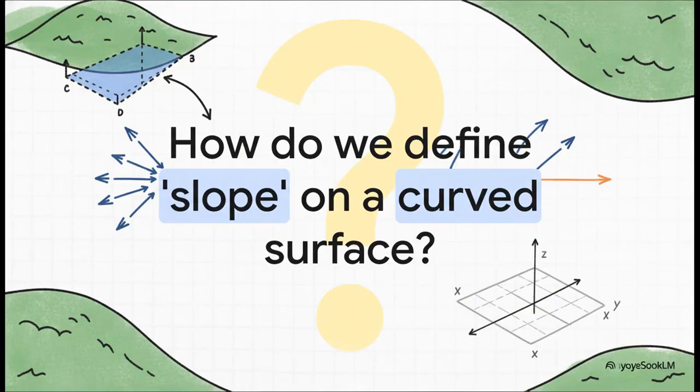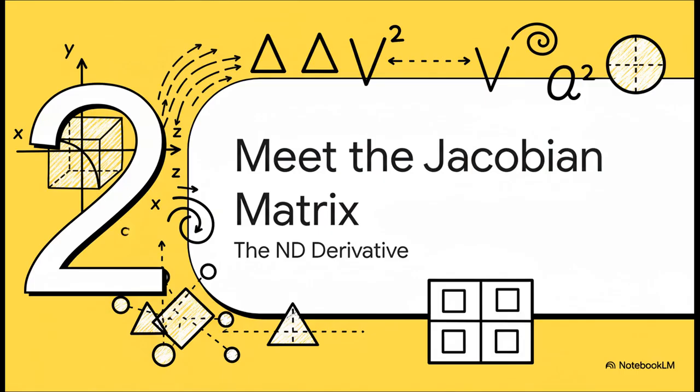So this is really the central question we're tackling today. How do we find the best flat approximation for a curvy surface at one single point? How do we even define the idea of a derivative when our function is a whole landscape instead of a simple line? And that brings us to section 2.